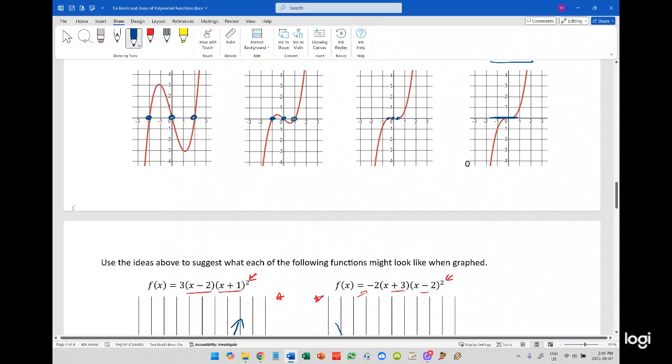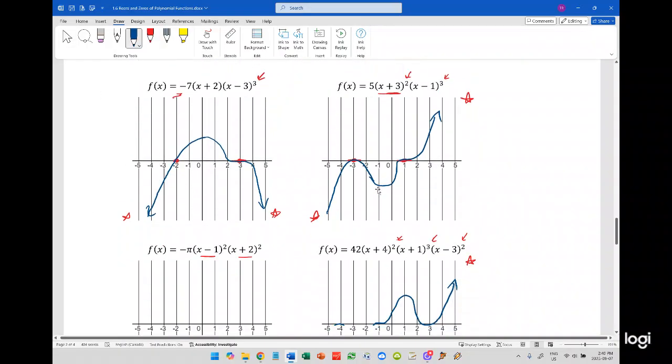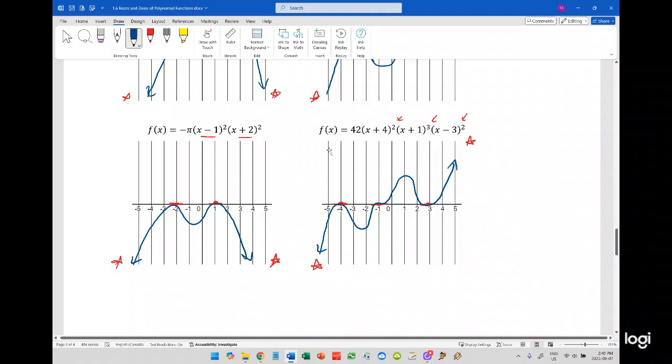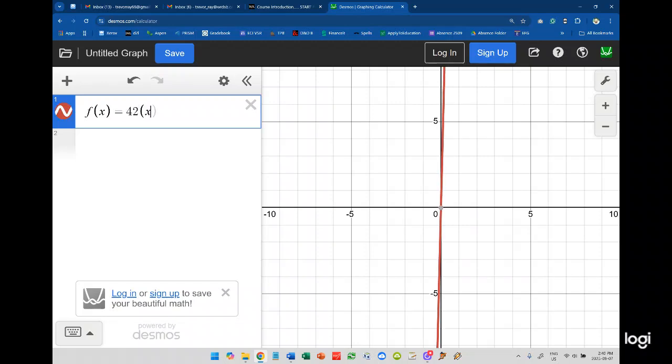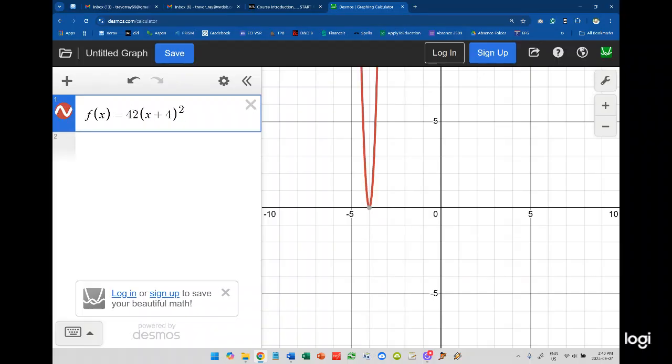Oops, hit the wrong button. Okay, and just to finish off, I'm going to run over to Desmos and we're going to see what that one actually looks like. So that's f of x equals 42 times (x plus 4) squared. So there's our part that looks kind of like a parabola.